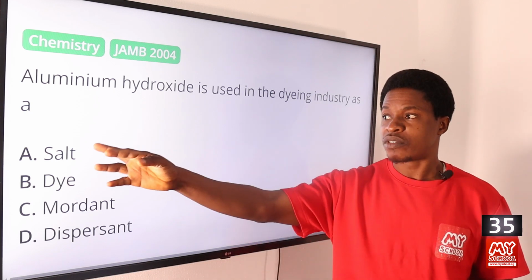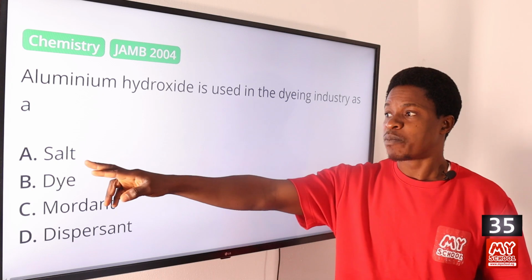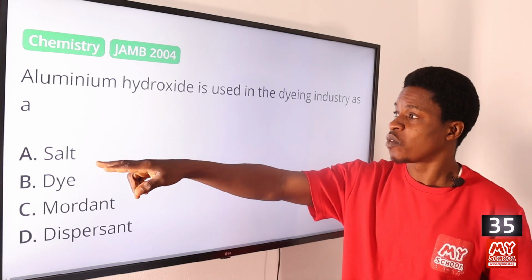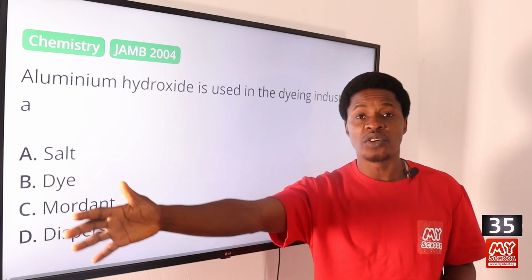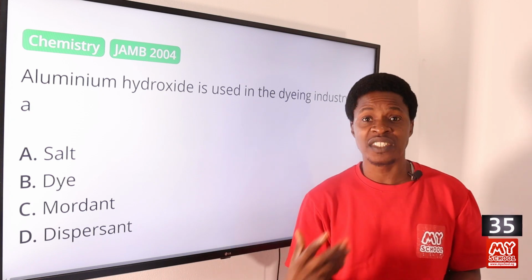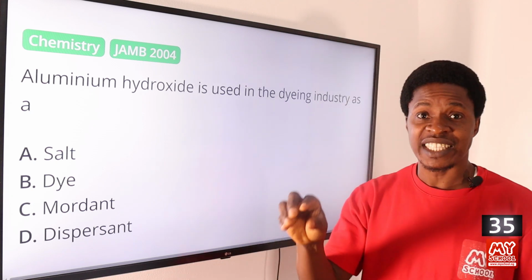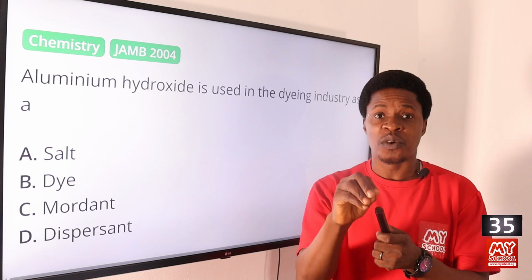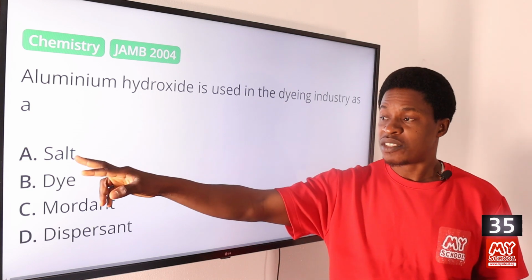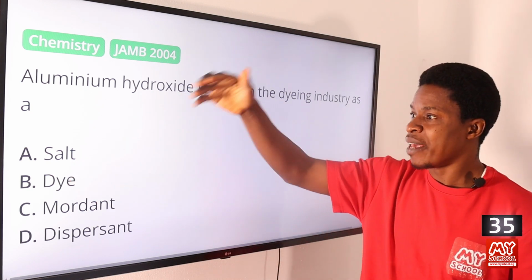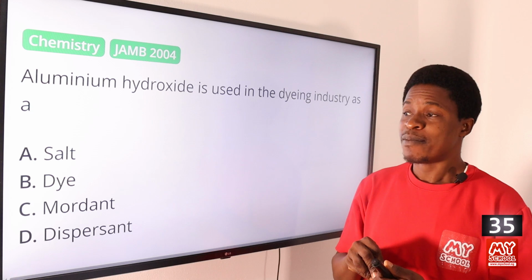We are looking at aluminum hydroxide. Even though it is a salt, the function that it performs in this dyeing process is not acting as a salt. Because what do salts do? Salts just act as fixating substances. They allow the dye that is put on the fabric to get fixed. Salt is to help make the dye fix on the fabric, but not for this.